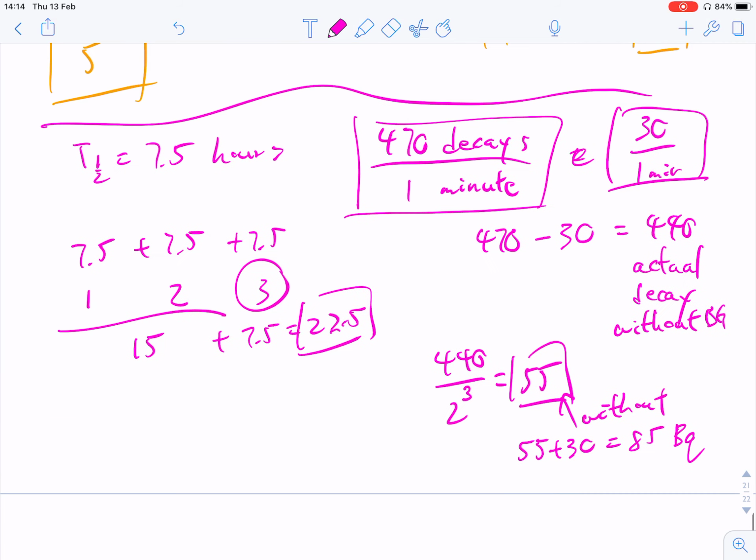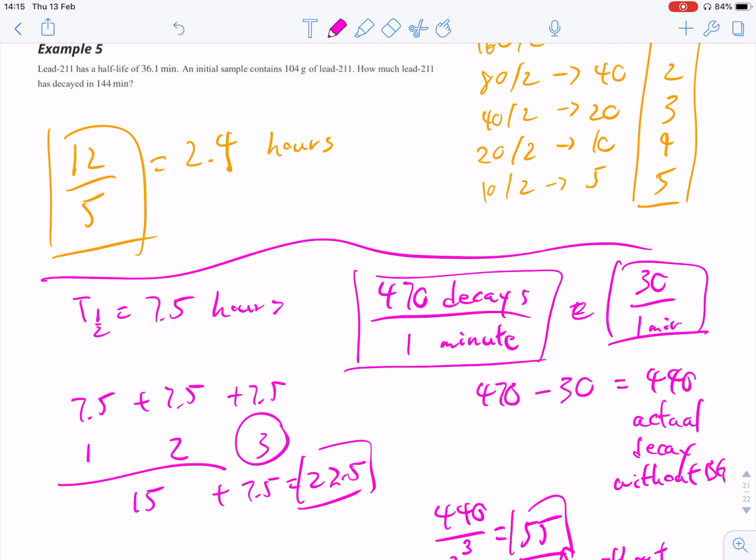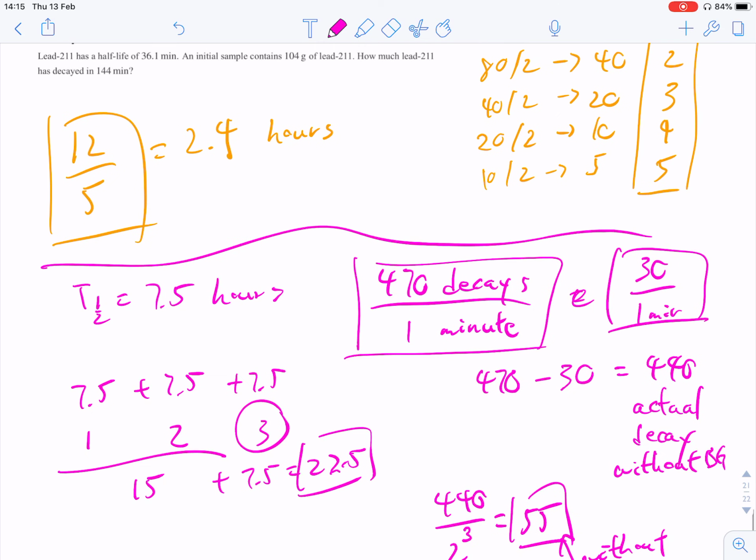So last one is example number 5. Lead-221 has a half-life of 36.1 minutes, very precise. An initial sample of 104 grams of lead. How much lead will have decayed after 144 minutes? So let's first figure out the time and the half-life first.